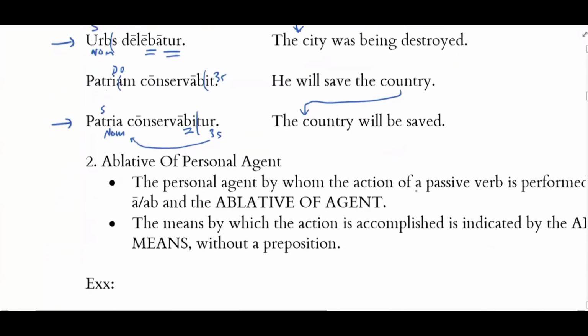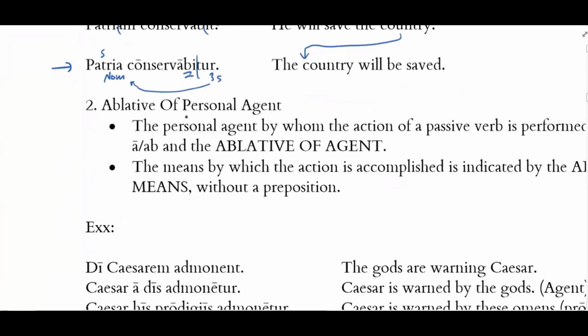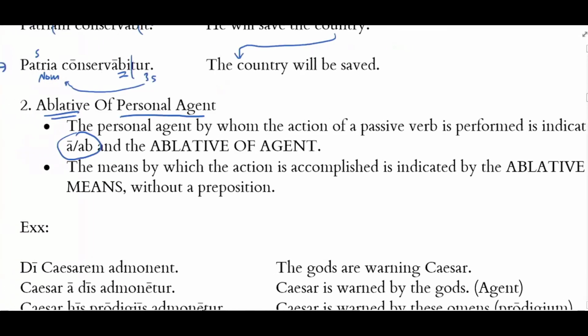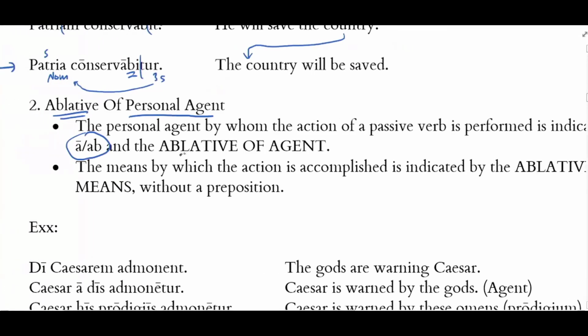Can I indicate the agent? And the answer is yes. And when I do, in Latin, we mark the personal agent of a passive verb with a preposition, a or ab, plus the ablative of agent. Okay? If you remember, we learned the ablative of means. This is where, if I want to say something like Caesar was killed by the man, the man is a personal agent who actually, with intention, does the killing. Here I'm going to use a plus the word for man.